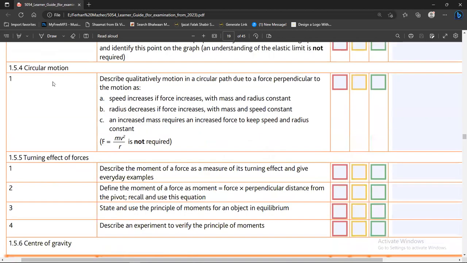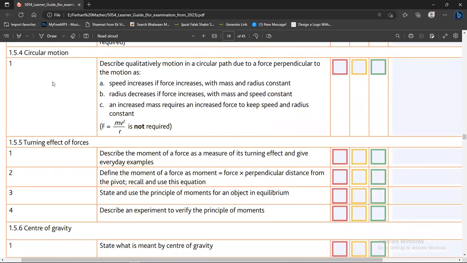Circular motion. This is the next topic. You should be able to describe qualitatively motion in a circular path due to a force perpendicular to the motion. Speed increases if force increases with mass and radius constant. Radius decreases if force increases with mass and speed constant. An increased mass requires an increased force to keep speed and radius constant. F, the centripetal force, equals mv squared divided by r. This formula is not required.